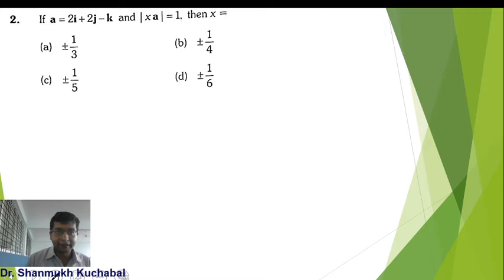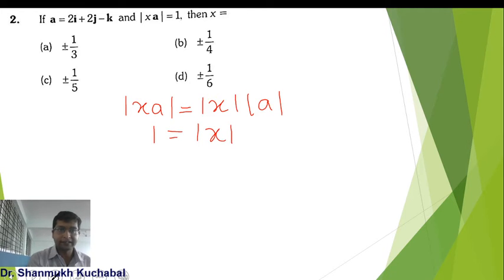Vector A is given, and it is given that the magnitude of xA is equal to 1. Then we have to calculate the value of x. So mod of xA equals 1, and we have to calculate the x value. I am using the property of mod of xA: using the property, we can write it as mod x into mod A. Then mod of xA is 1, as given, so I am taking it as 1. So mod x I need to calculate.